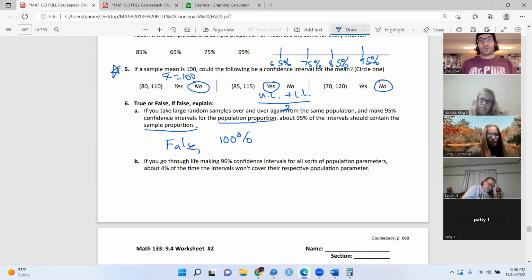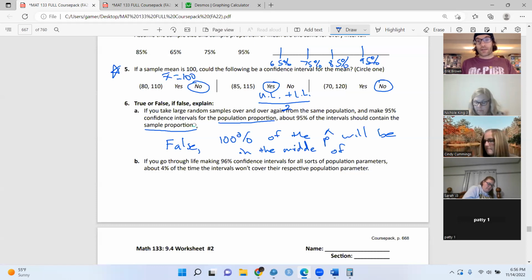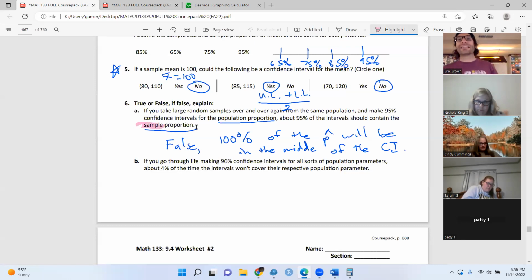They're all going to be there. 100% of the p hats will be in the middle. We can even say exactly where it is, in the middle of the CI. Now, I could change one word in this, and I could make it true. If I changed it from sample proportion to population proportion, that's exactly what the C level states. That's precisely the theory that we're using here.